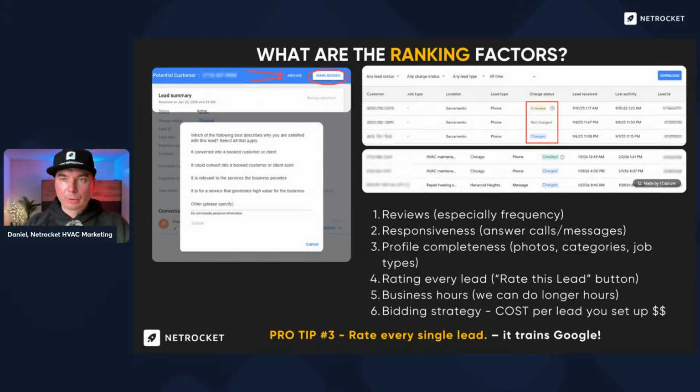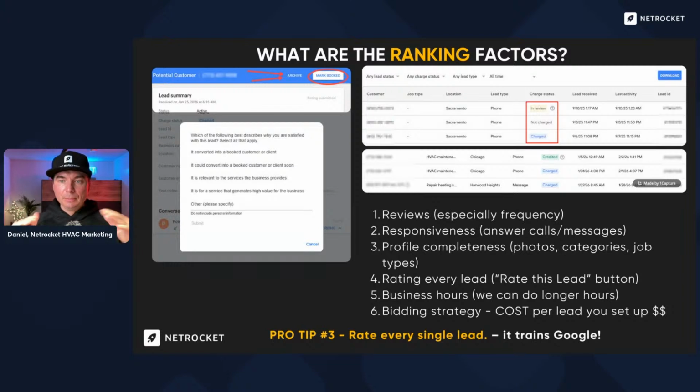What are the ranking factors? Let's continue with the ranking factors. And this is very important, because this is why sometimes you don't receive enough calls or enough visibility for your local service ads account, even if you think that you set up everything correctly. So first I would say is reviews, especially frequency. We need to be active with the reviews on our Google profile. This is what will make your visibility better in local service ads.